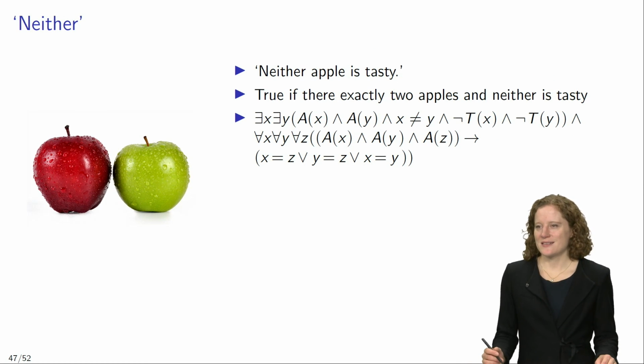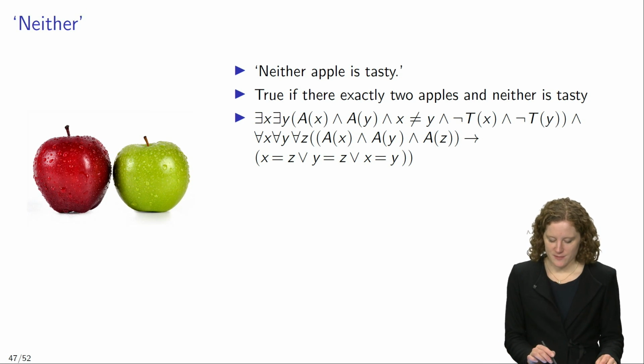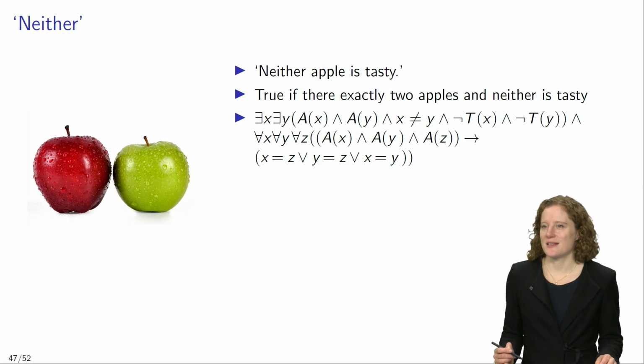Now, our final example is this one using the word neither. Suppose you want to symbolize the sentence, neither apple is tasty. Now, this sentence is true if there are exactly two apples, and neither one of the two apples is tasty. So we can symbolize this as follows. There is an x and there is a y, such that ax and ay and x is not identical to y, and not tx and not ty. And for all x and for all y and for all z, if ax and ay and az, then either x is identical to z, or y is identical to z, or x is identical to y.